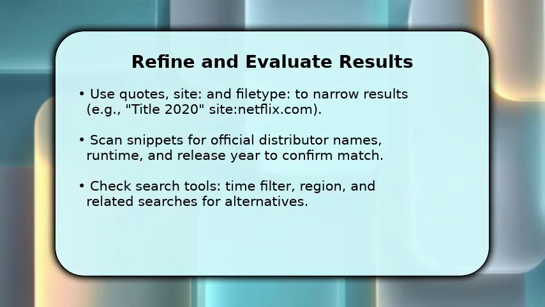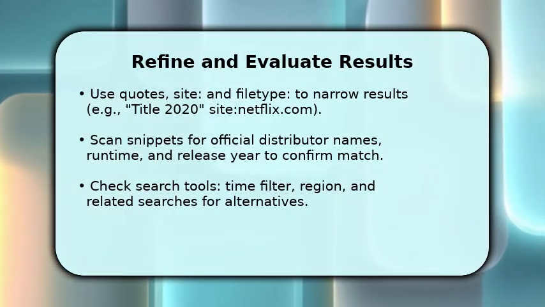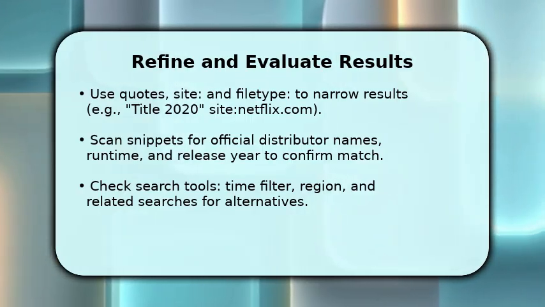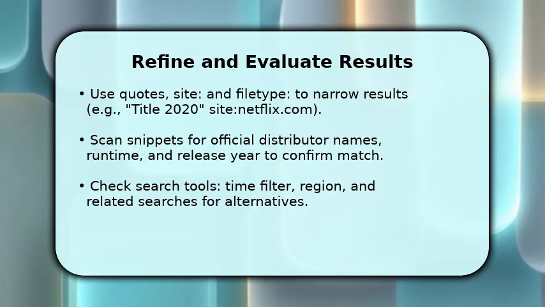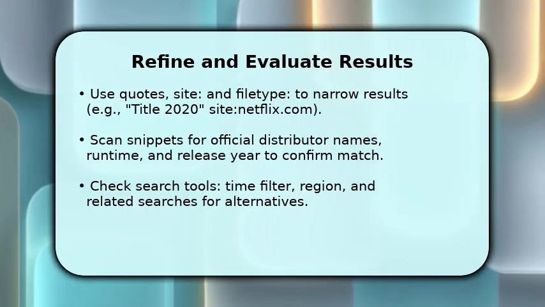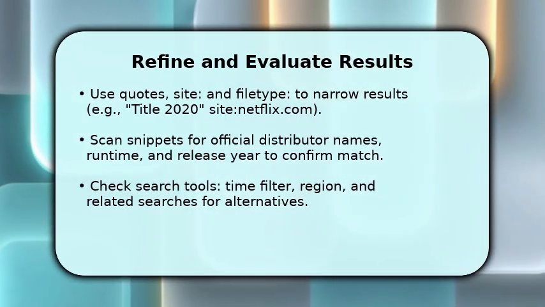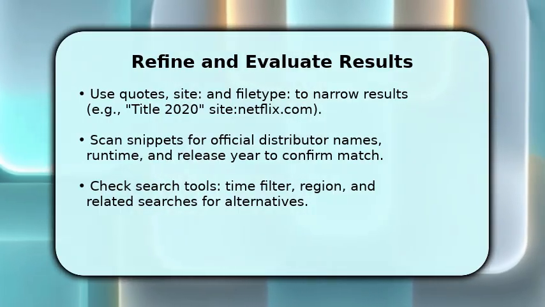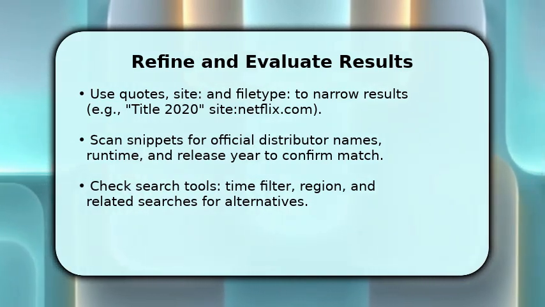Next, refine the query with operators. Put the title in quotes, "ad site," for a specific provider or file type. To find certain file formats, these techniques reduce noise. You should scan snippets for distributor names, runtime, and release year to confirm you have the correct movie, then open promising links in new tabs. Make sure to use Google's time filter and region settings to surface recent or local availability. If a top result looks questionable, compare across a couple of trusted platforms before proceeding.